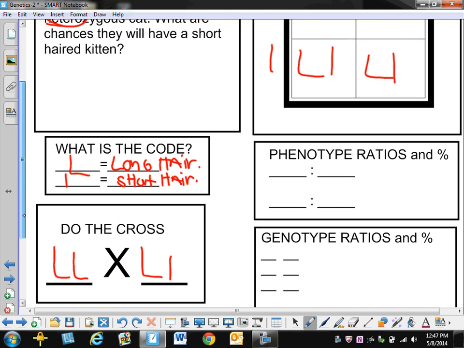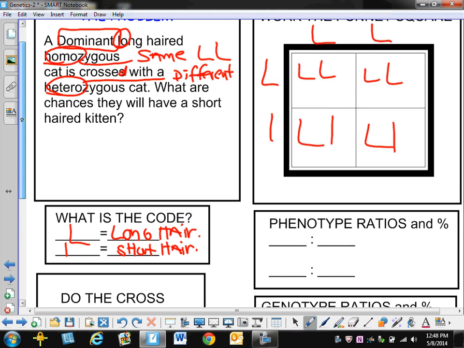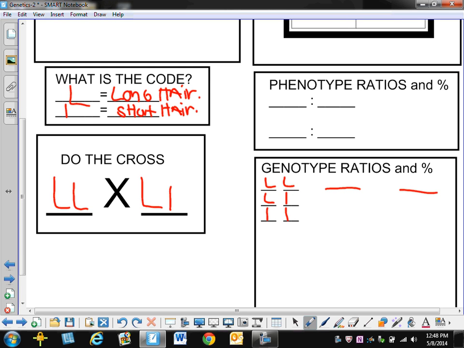So, let's drop down to genotypes. There are 3 genotypes. What are our combinations we can use here? Big L, big L. Big L, little l. Little l, little l. How many big L, big L's do we have? 2. Numbers, then percent. We have 2. 2 quarters make how much? 50%.